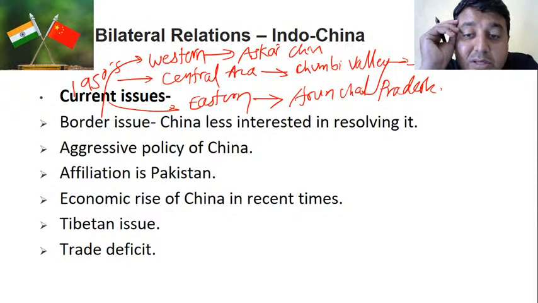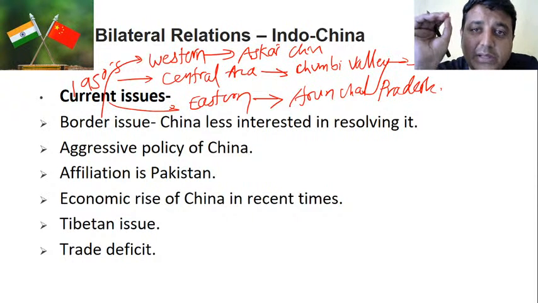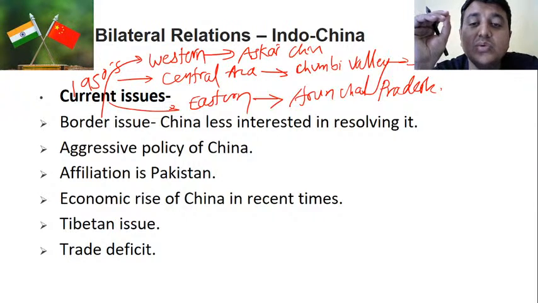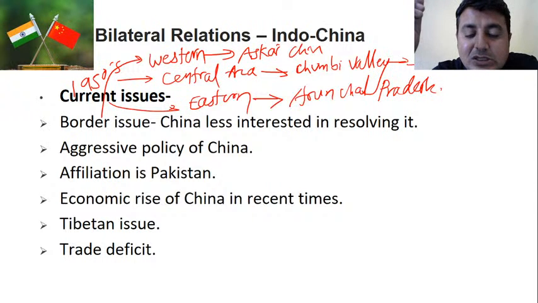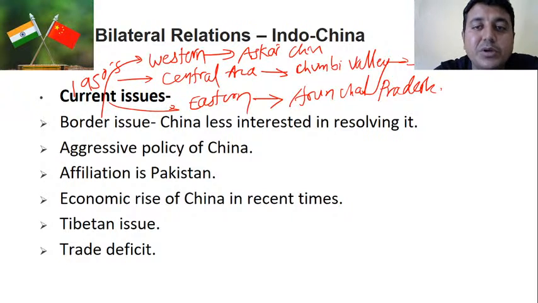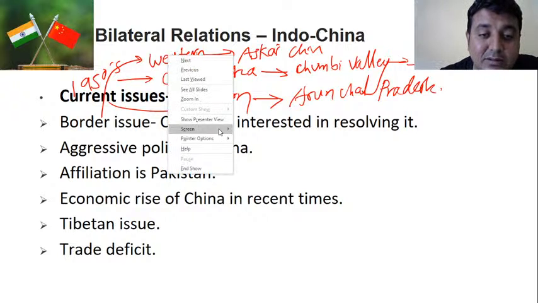How is it possible that there is no solution? A solution should be there. And when will you get the solution? You will get a solution only when you are participating without prejudices. But China doesn't want to solve it. That is the reason the issue has prevailed for a long time.